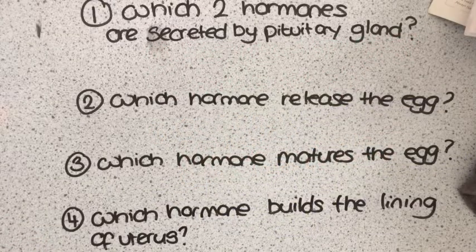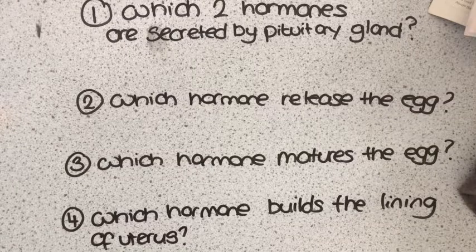Right, now take a quick moment just to see whether or not you can answer these four questions. I want to know which two hormones are secreted by the pituitary gland, which hormone releases the egg, which hormone matures the egg, and which hormone builds the lining of the uterus. Just pause the video and have a little bit of a think.